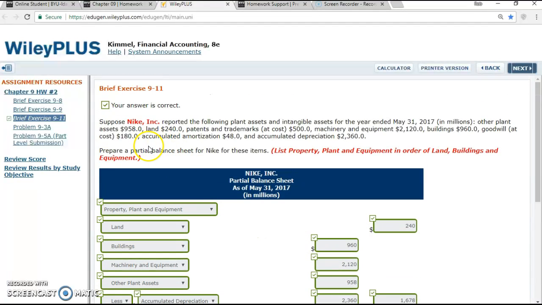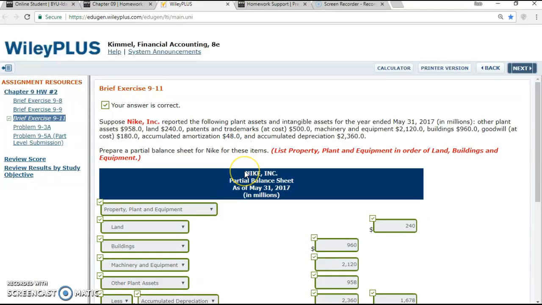The problem begins with: suppose Nike Incorporated reported the following plant assets and intangible assets for the year ended May 31st, 2017, in millions. Other plant assets are 598, land 240, patents and trademarks cost 500, machinery and equipment 2,120, buildings 960, goodwill 180, accumulated amortization 58, and accumulated depreciation 2,360.